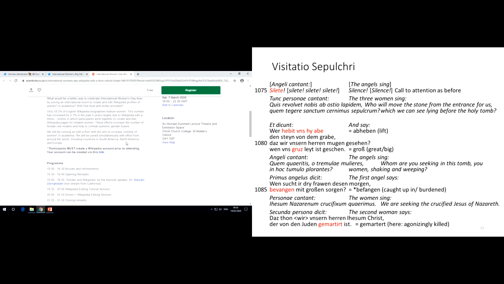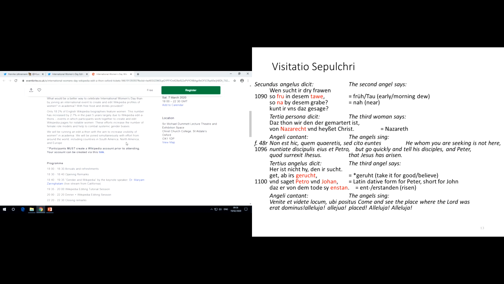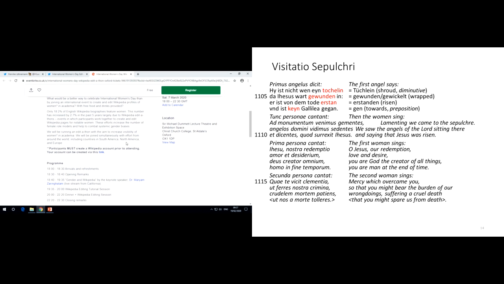Angeli cantant: Venite et videte locum ubi positus erat Dominus. Alleluia, alleluia. Primus angelus dicit: Er ist nicht der ein Tuchel, da Jesus ward gewunden eben. Er ist von dem Tode erstarrt und ist in Galiläa gegangen. Ad monumentum venimus gementes, angelum Domini vidimus sedentem, et dicentem, quod surrexit Jesus. Prima persona cantat: Jesu nostra redemptio, amor et desiderium. Secunda persona cantat: Quae pietate vicit clementia, ut feris nostra crimina, crudele morte patiens. Tertia persona cantat: Cum gloriosum venissem ungere mortuum, monumentum inveni vacuum, hoc nescio recte discernere, ubi possim magistrum quaerere.